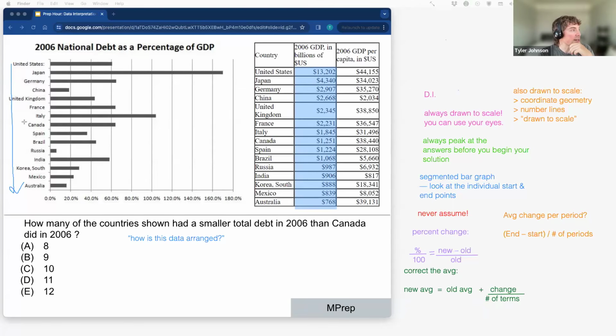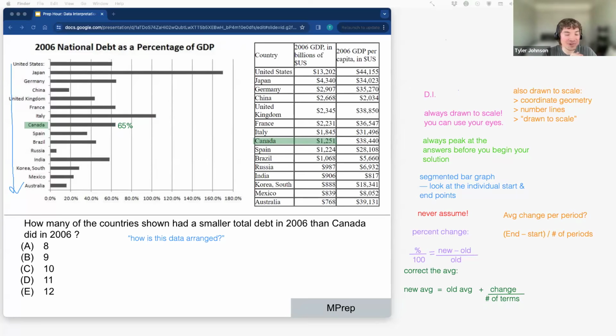So if I look to Canada, I'm trying to find countries that have a smaller total debt than Canada. So which of these countries have a debt smaller than, what is this, like 65% up to 51? But here's the key. I'm not going to make that calculation yet. I don't care what 65% is of 1251 until later.